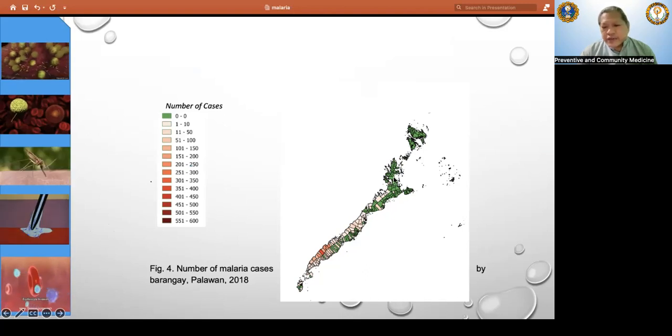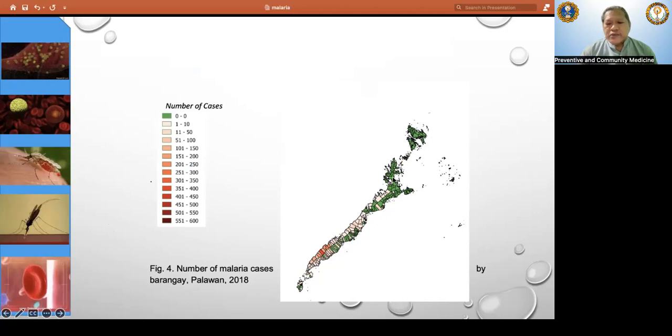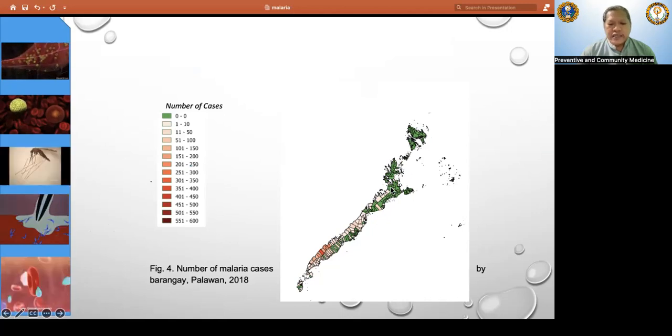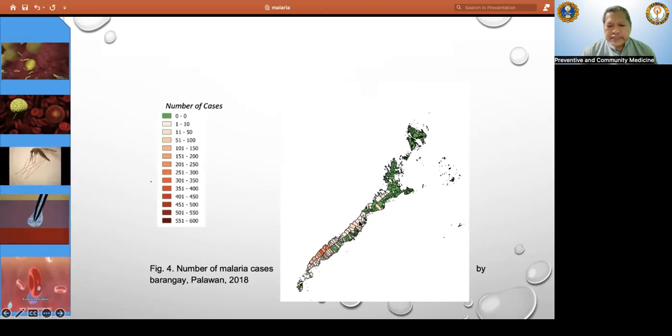Ayan. So eto mga areas na to, halos eliminated na rin yung malaria in these cases. Okay? But in these cases, you still see a lot of malaria cases. Okay? Ayan.